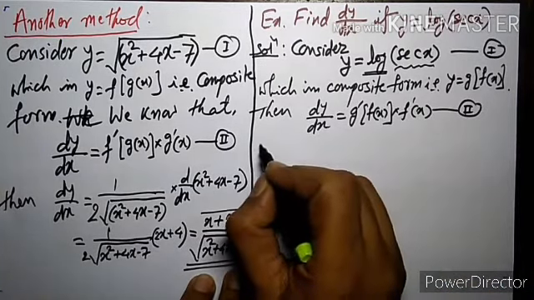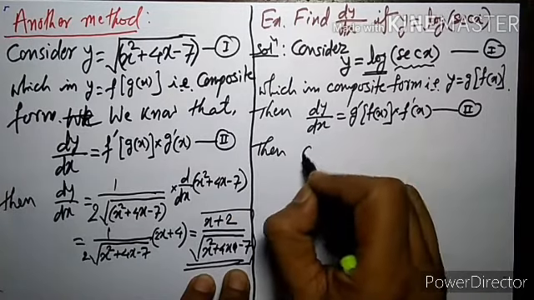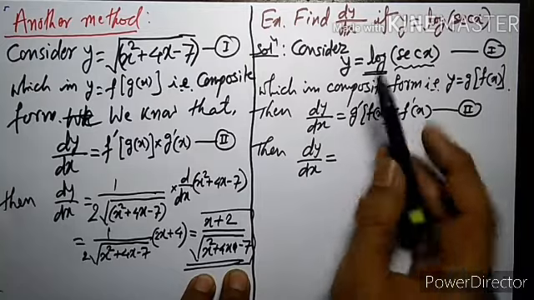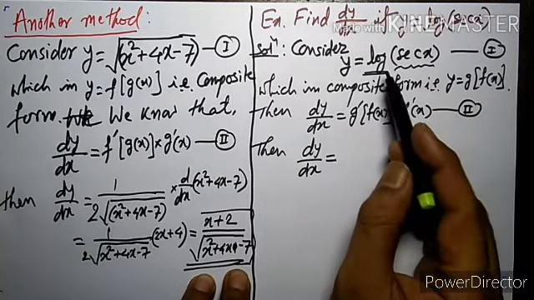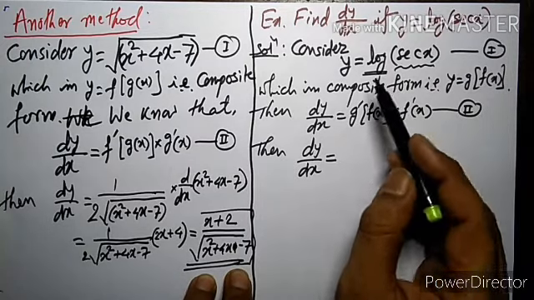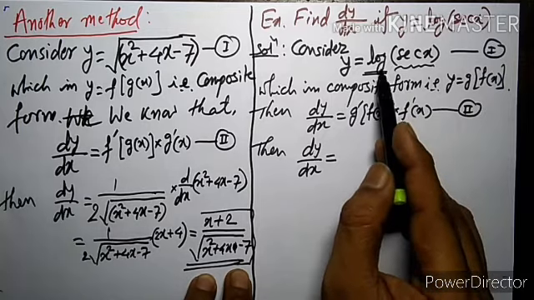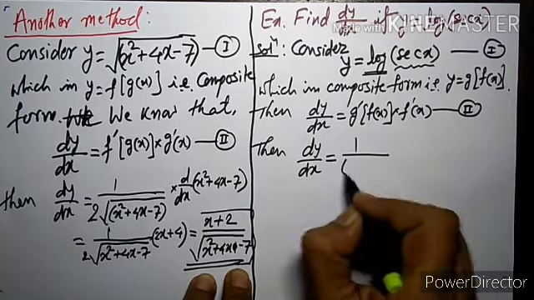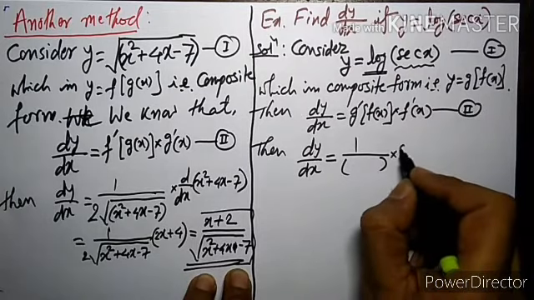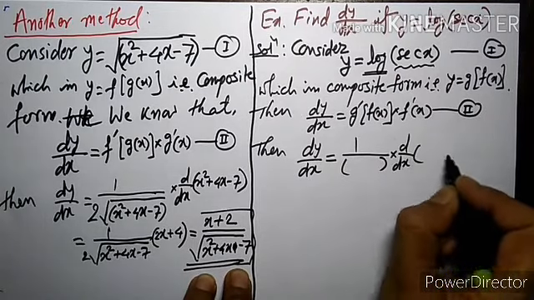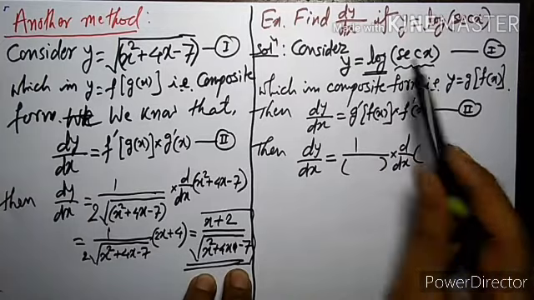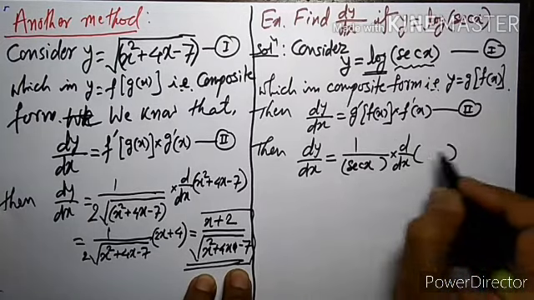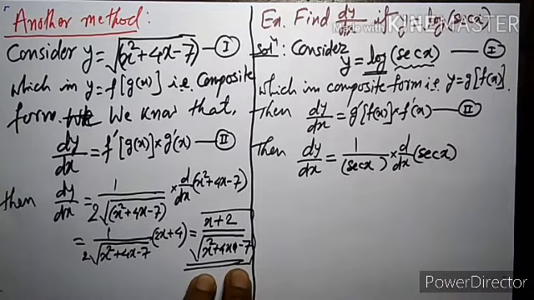Now because of this, dy by dx is equal to g dash. What is g? It is log. And we know derivative of log x is 1 upon x. Now we'll say derivative of log of bracket is 1 upon bracket into d by dx of bracket. Bracket is the inner function. And so now we'll write that inner function. It is sec x, into sec x as it is here.